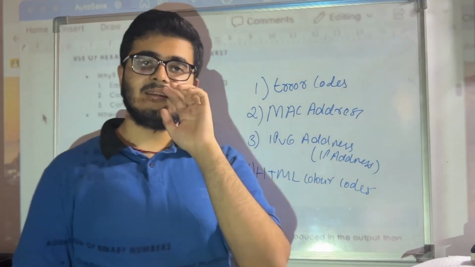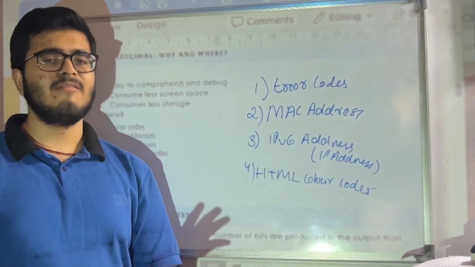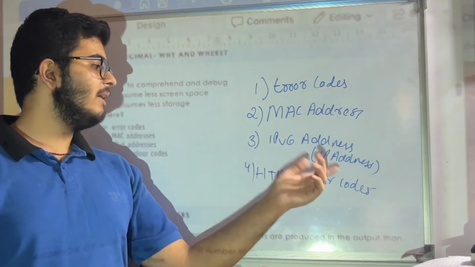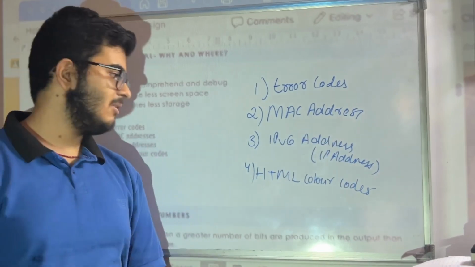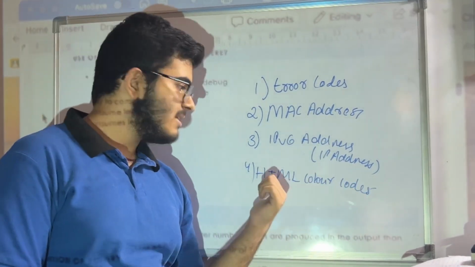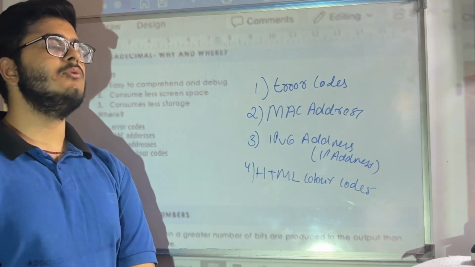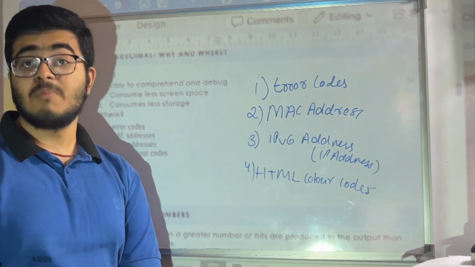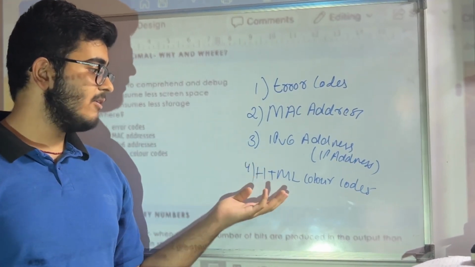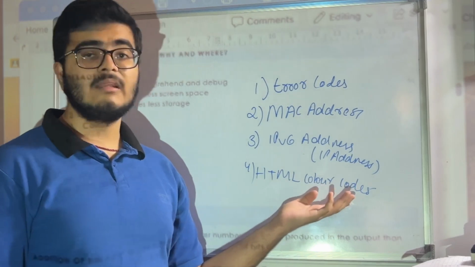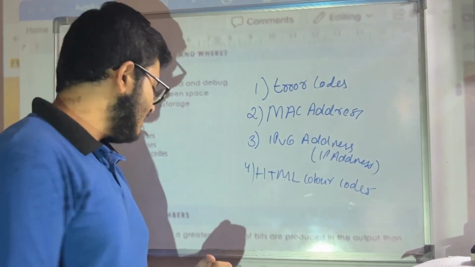IP address, IPv6 address, we are going to learn in detail when we come to chapter 5 and chapter 6. So chapter 5 essentially, and chapter 3 also, you do not need to worry about IP address right now. Just remember that in IPv6 address we use hexadecimal. Then HTML color code. So HTML is a coding language, right? It is basically used for creating web pages, websites, right? They also have specific color schemes, color codes, right? There we use HTML color codes, there we use hexadecimal.